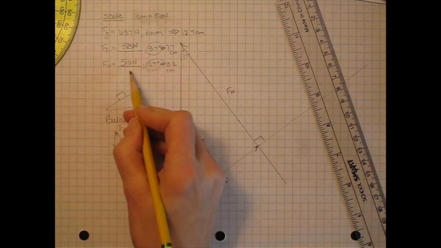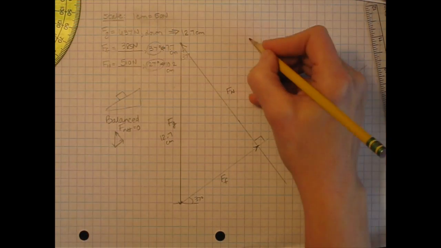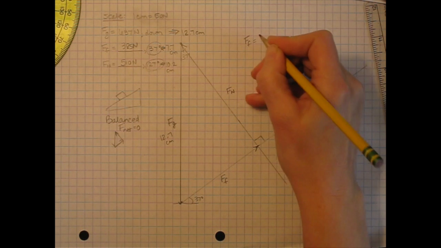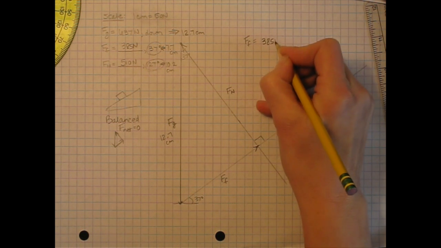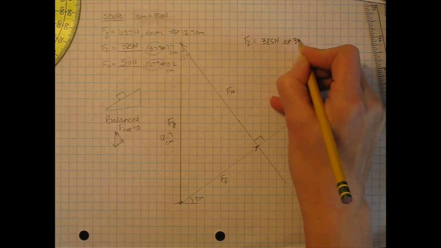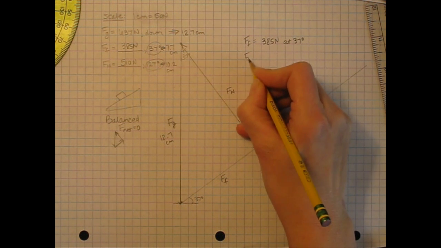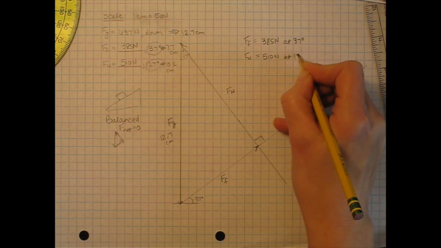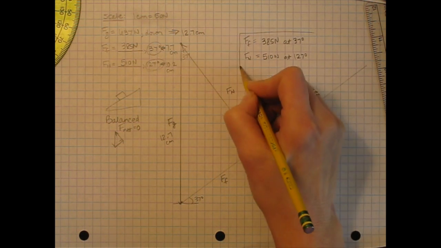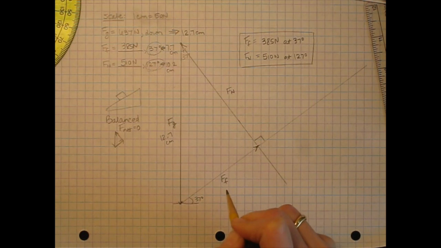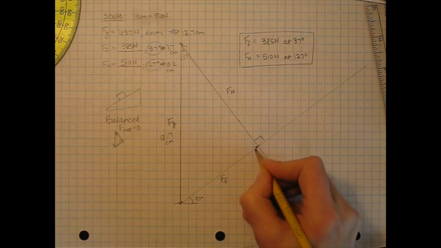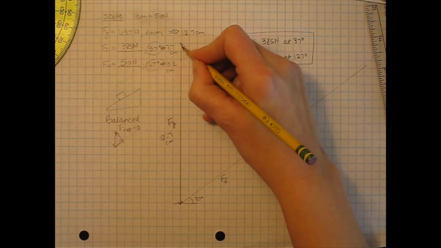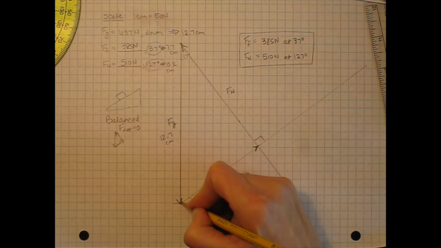Okay, and I already have my angles figured out. So the answer to this problem would be that the force of friction is 385 newtons at 37 degrees, and the normal force is 510 newtons at 127 degrees. Be sure that your diagram has arrows on every force vector.